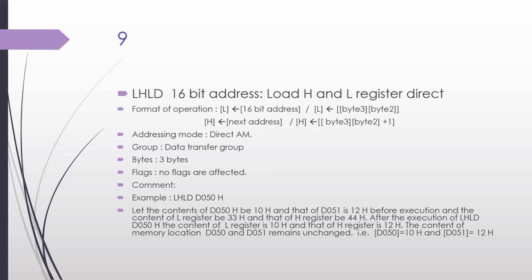L is taking the content at the address. What is the content at the address? Whatever is the byte 3, byte 2 of the address, and then H is going to take the next address. If you can see in the example, LHLD D050, D050 and D051 are to be considered. Whatever is there in D050 will go to L register, and whatever is there in D051 will go to H register. That is how the data is transferred. Since it is having 1 byte as opcode and the other 2 bytes are the address, it is a 3-byte instruction. The addressing mode is direct because the address is mentioned in the instruction.